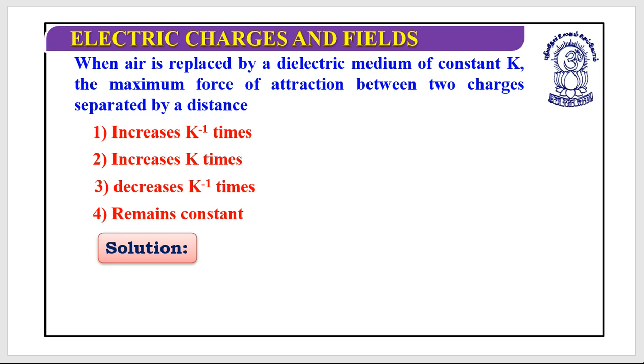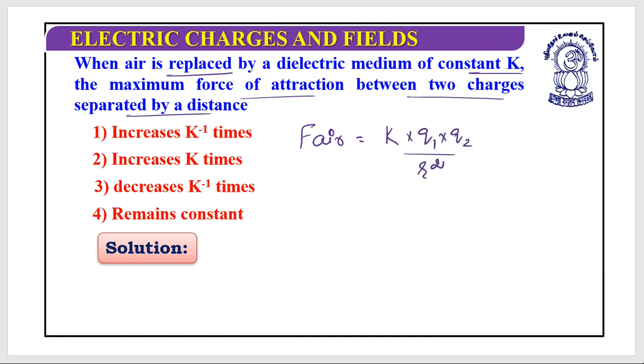Yes, it is of the same kind, so go through it very fast. They have given: when air is replaced by a dielectric medium of constant k, the maximum force of attraction between the two charges separated by a distance r would be what. F in air would be k into q1 into q2 divided by r square. Let's say r is the separation between these two charges, then F in a certain medium would be equal to F of the air divided by k.